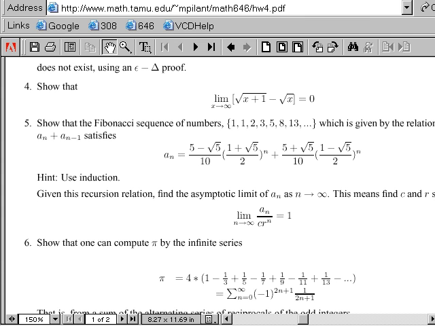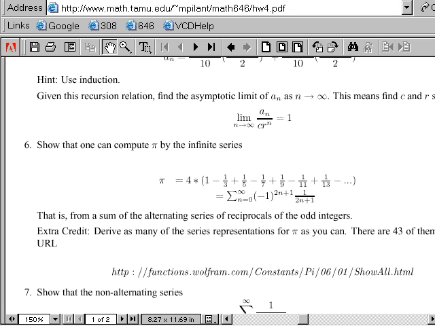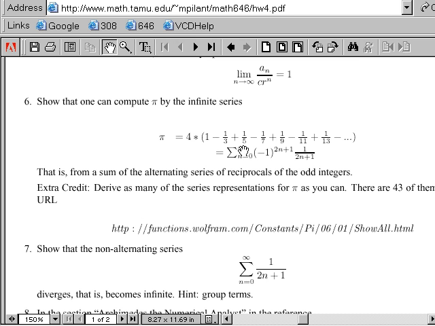Actually, just by inspection, you can pretty much guess what things are. Another key problem is to show that pi can be written as a series. If you look at this reference, you can't click it on the PDF document, but if you go to the HTML, it'll take you there.